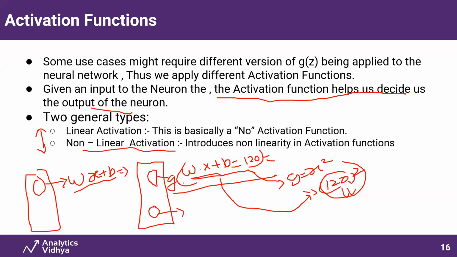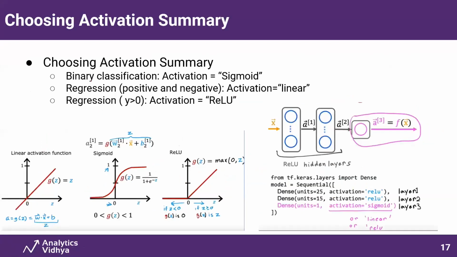Similarly, for a non-linear activation function, like you see G of Z here, for example sigmoid, that is 1 over 1 plus e to the power minus Z. That is an example of a non-linear activation function. So to summarize, an activation function takes an input and gives an output based on your requirement. Like I told you, based on your requirement, you have different types of activation functions. So I will explain all of these activation functions.